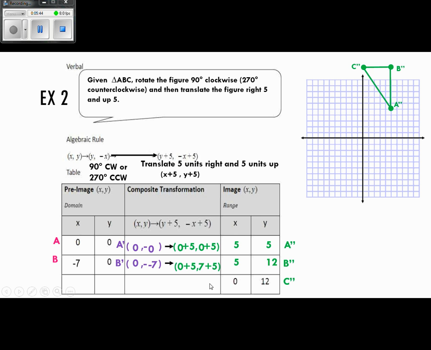So go ahead and write how you got to your purple points, which is by doing 0 minus 5 and 12 minus 5. So your purple point, your C prime, is going to be negative 5, and then if we subtract 5, will be 7. Let me just double check. Yeah, negative 5, 7.